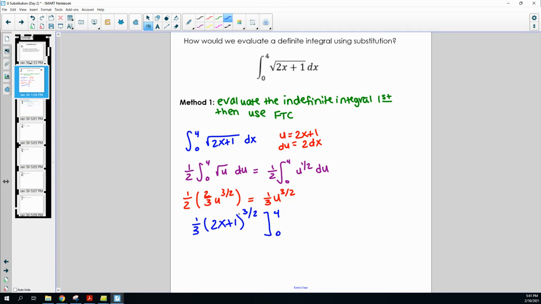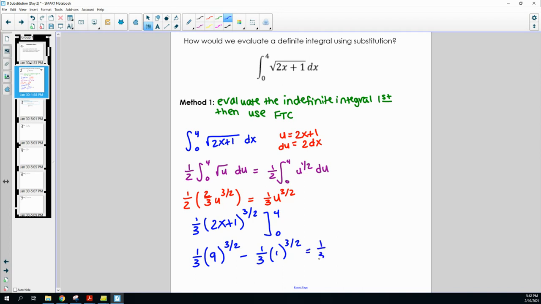So now I'm going to plug in the 4, and I'm going to plug in the 0. So I'm going to get 1/3. So if I plug in 4, 2 times 4 is going to give me 8 plus 1 is 9. So I'm just going to put the 9 there to the 3/2 minus 1/3. I'm going to plug in 0 here. So 2 times 0 is 0 plus 1 is 1 to the 3/2. So technically we could leave something like this as our answer, since we've shown that we've plugged in our limits of integration. But I'm going to go ahead and solve this a little bit more.